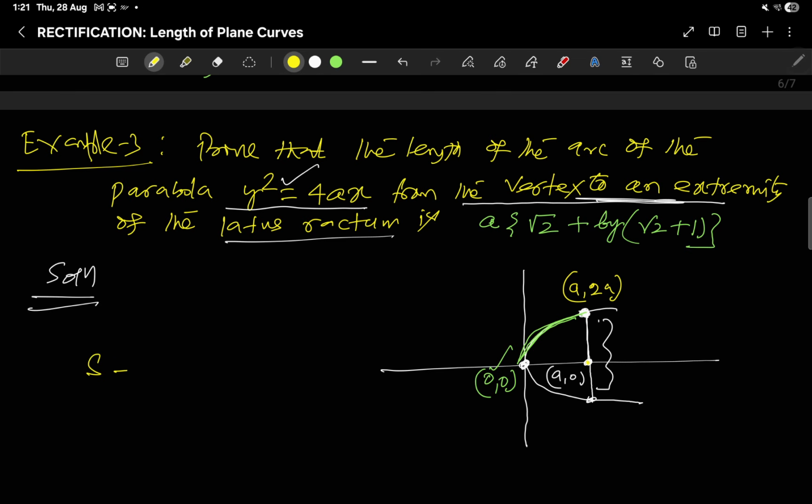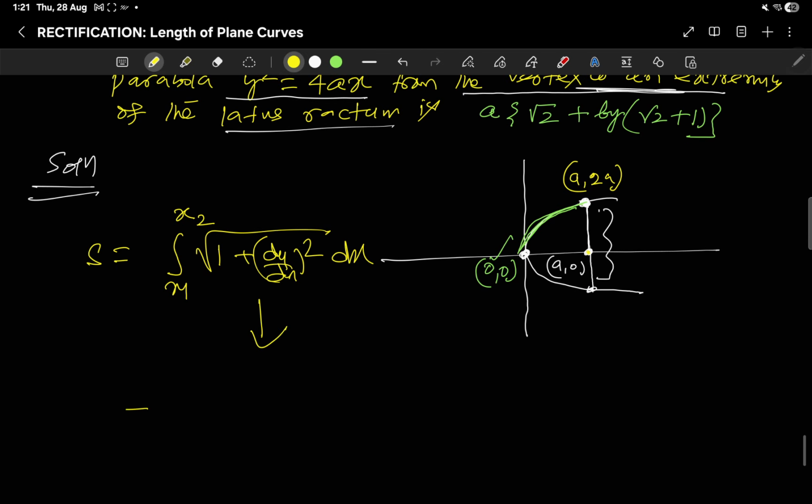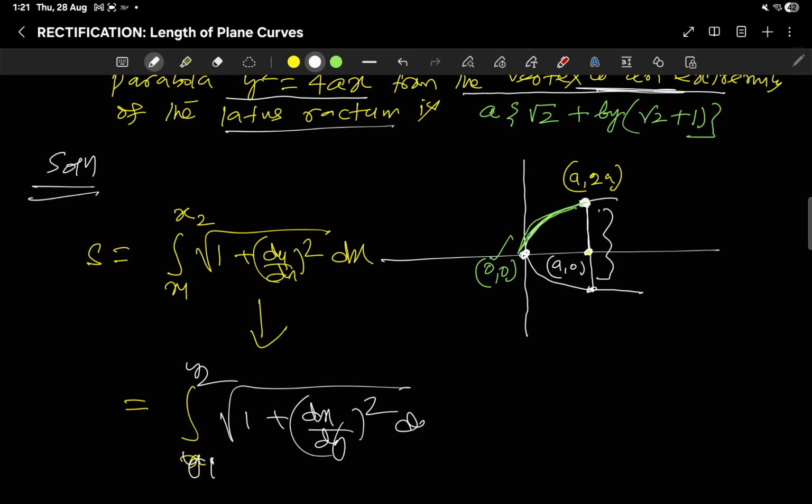Here s is equal to the integral, in view of x, from x1 to x2, of square root of 1 plus (dy by dx) whole square, dx. In view of y, it will be from y1 to y2, square root of 1 plus (dx by dy) whole square, dy. So here y will be easy, because we have y square equal to 4ax, in view of dx by dy.